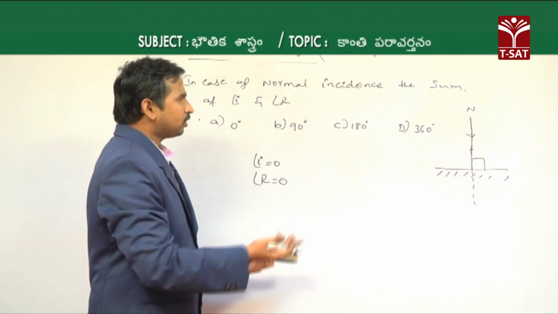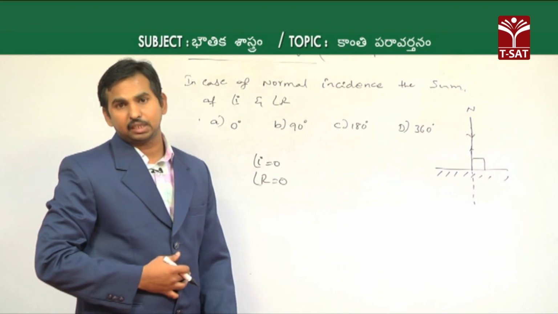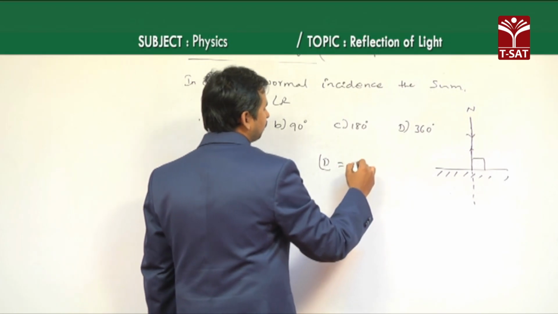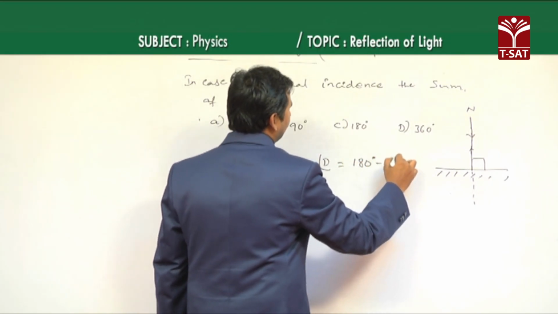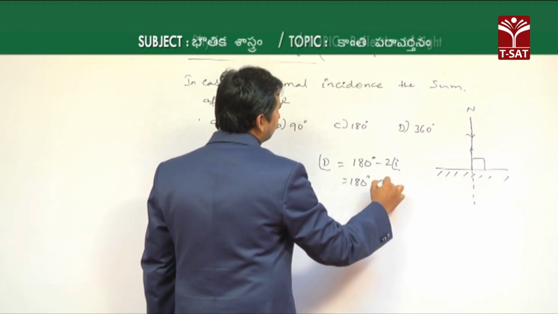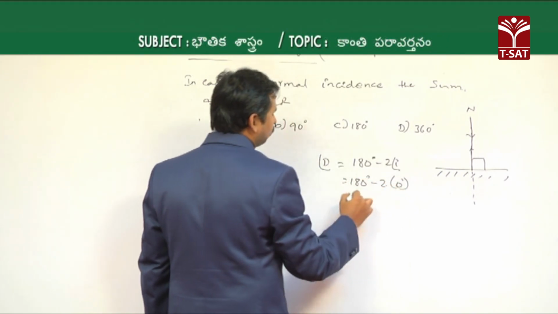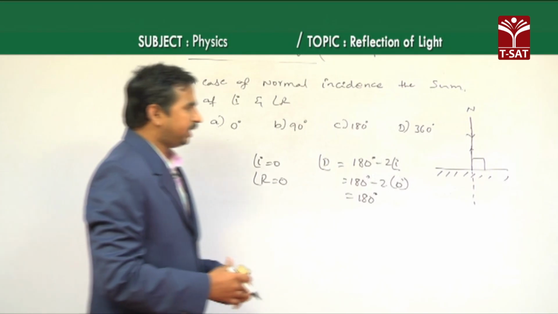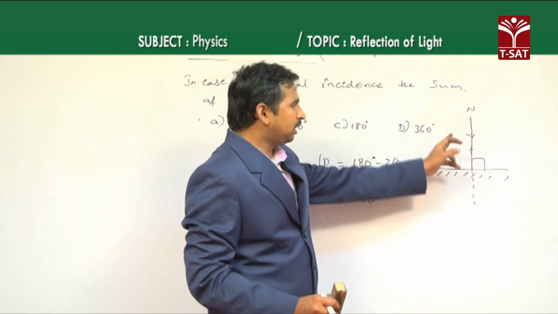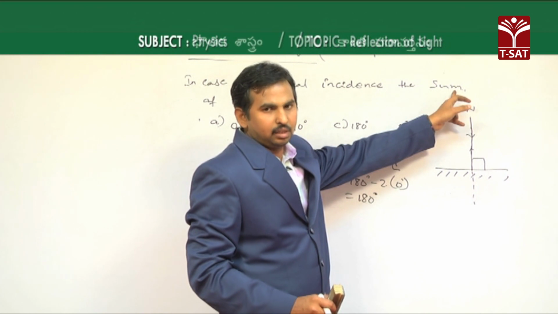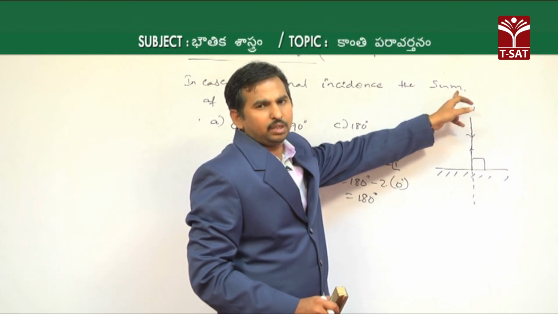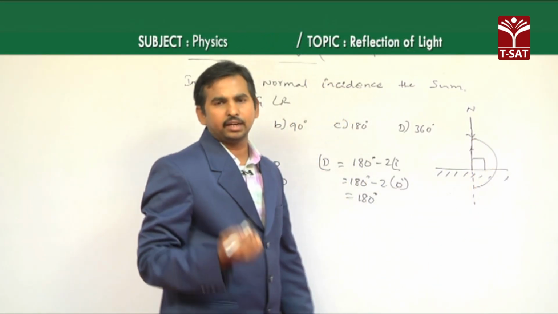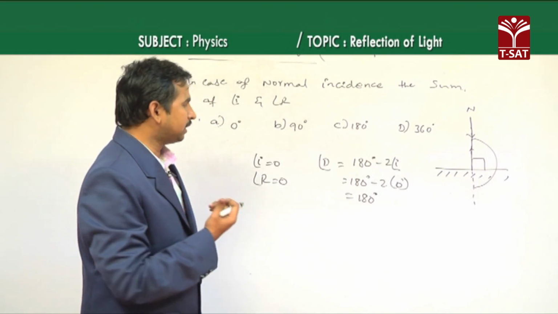Now, the same question, they can ask what about the angle of deviation. When we come to the case of angle of deviation, it is 180 minus 2i. Then it is 180 minus 2 into 0, as the angle of incidence is 0 here, that is equal to 180 degrees. 180 degrees means the light ray coming down, which is incident on the plane mirror, retraces back in the same path upwards. So the angle between the extended incident ray and the reflected ray becomes 180 degrees. As the light ray is reversing back in the same path, that is why the angle of deviation is becoming 180 degrees.